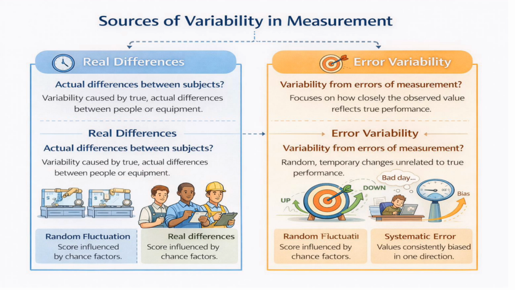Imagine two machines producing parts in a factory. One machine is newer and more precise. Another is older and slightly worn. Differences in output quality reflect real differences in equipment performance.